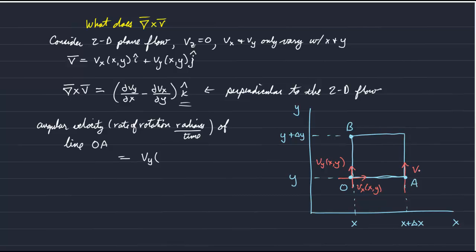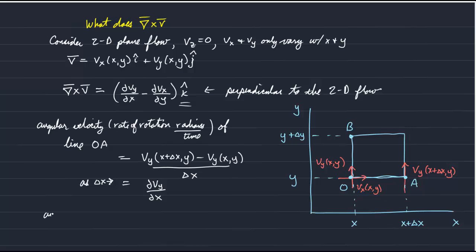So this is Vy at x plus delta x, y. So that's Vy at x plus delta x, y minus Vy at point x, y, divided by the length of the line, which is delta x. And that's the angular velocity of the line segment OA, and as delta x goes to 0, that angular velocity is the partial derivative of Vy with respect to x. Right? The limit of this quotient as delta x goes to 0 is the partial derivative of Vy with respect to x.